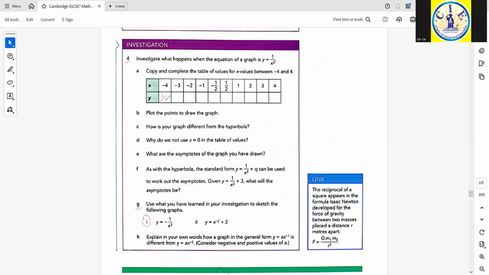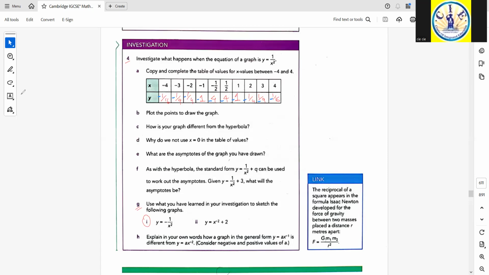1 by 16, 1 by 9, 1 by 4, 1, 4, 4, 1, 1 by 4, 1 by 9, and 1 by 16. Now, since there is a negative sign with this now, all the values are going to have a negative sign with them now, like this.